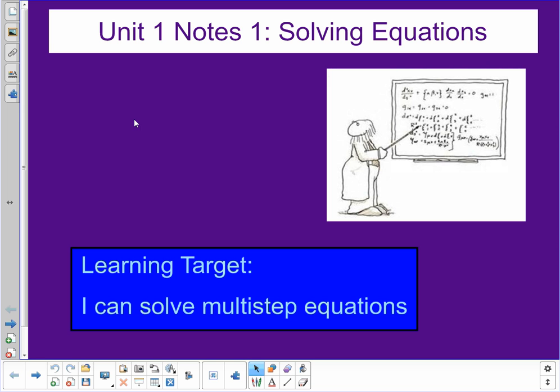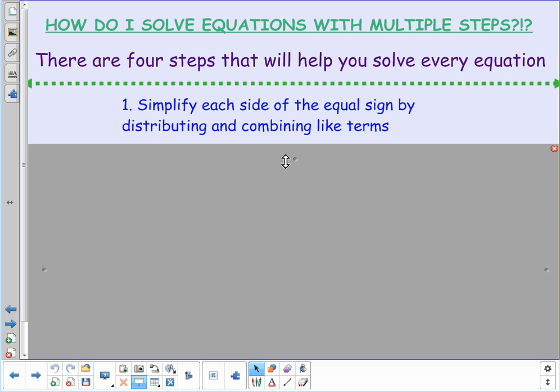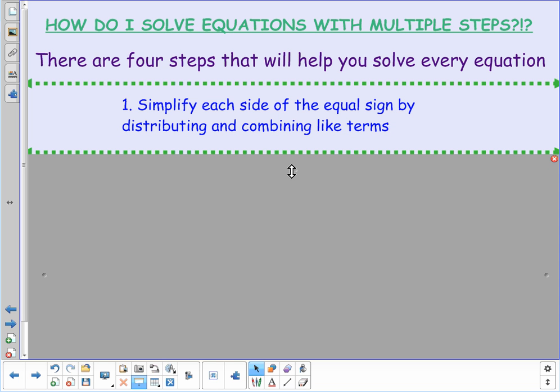So here's our learning target for today. I can solve multi-step equations. Up at the top, we're going to talk about the 4 steps to solving those equations. So the first thing that we want to look for when we solve equations is if there's anything on either side of the equal sign that needs to be simplified. So simplify each side of the equal sign separately by distributing and combining like terms. So look for any distribution that is there and any like terms that need to be taken care of.